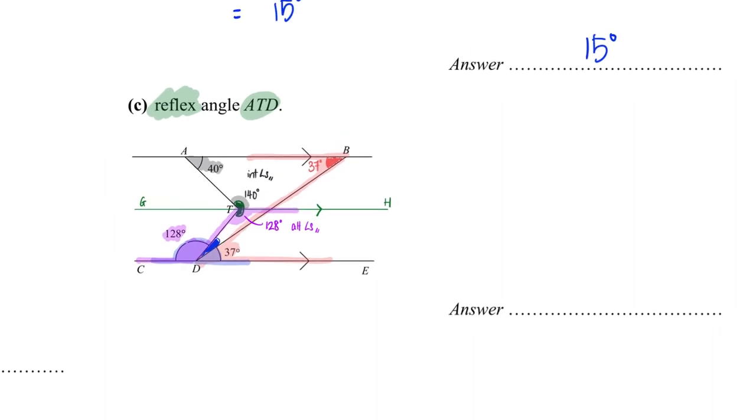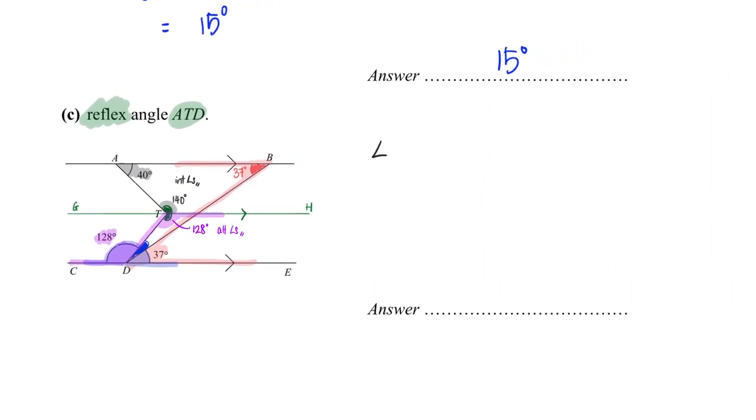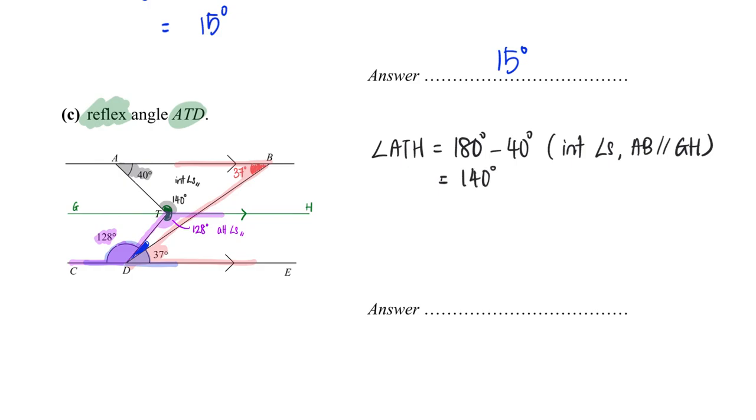So first, we would then be able to write down angle ATH is equal to 180 minus 40 degrees because of the interior angles, where my AB is parallel to GH. This is the new line that I have drawn. I will also need to write down that DTH is equal to angle TDC, because they are alternate angles, and my CE is parallel to GH.